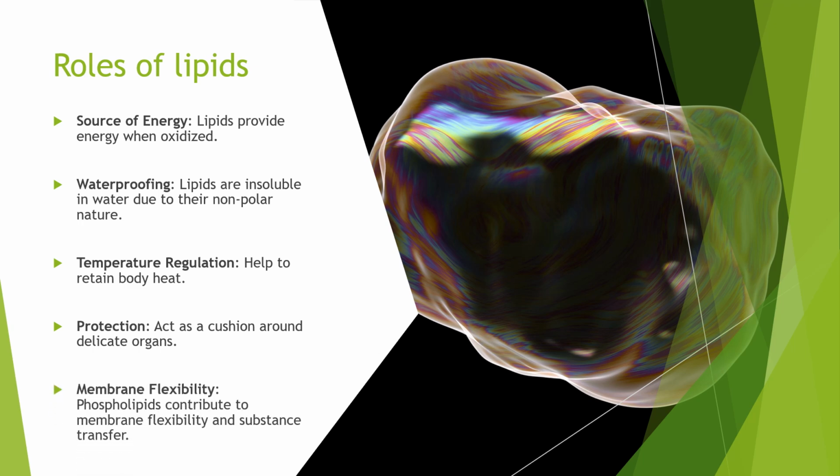Next, phospholipids, a type of lipid that is fundamental to cell membrane structure, contribute to the flexibility of cell membranes, allowing cells to maintain their shape and move. Additionally, they facilitate the transfer of substances into and out of cells, which is crucial for maintaining cellular function and communication. So to briefly summarize this slide, lipids are a versatile molecule with critical roles in energy storage, protection, insulation, and cellular function.